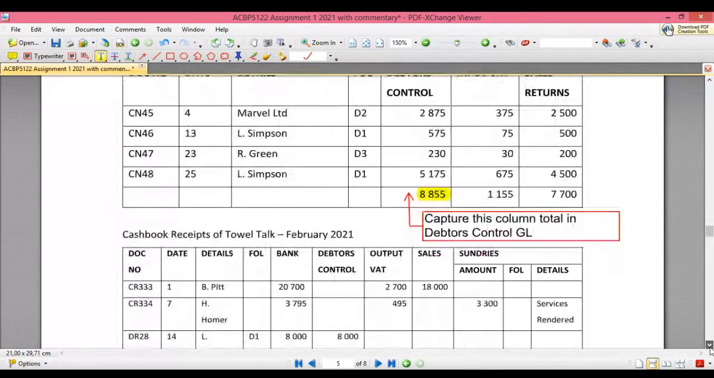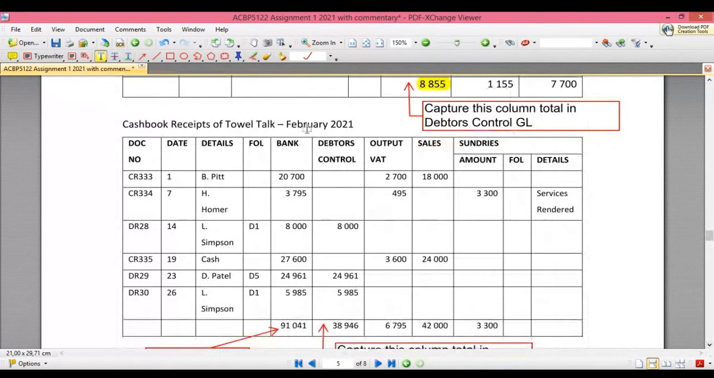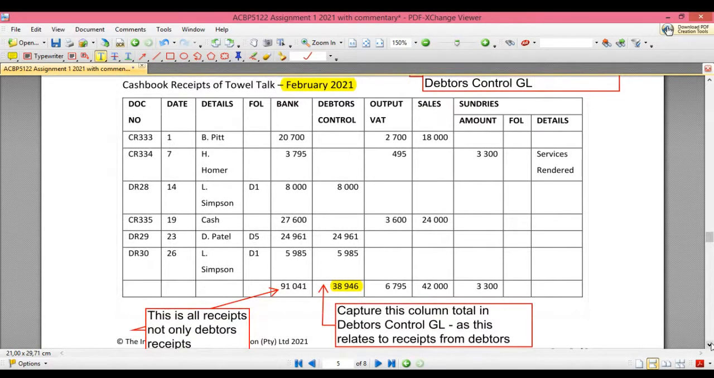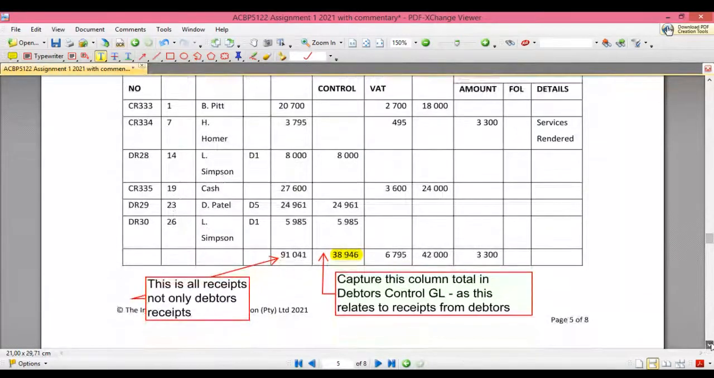You've got your cash book receipts. Now for the cash book receipts, very important, we only capture what is in the debtors control column, not the bank column. The bank column includes receipts from other sources as well, which is not necessarily our debtors. So if you recorded that, that would have been incorrect.